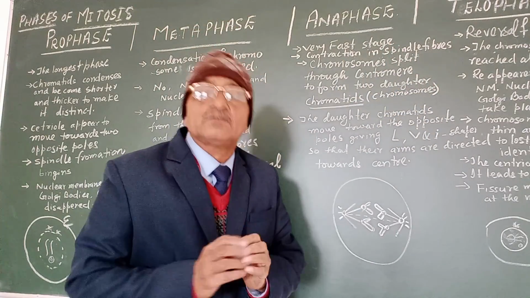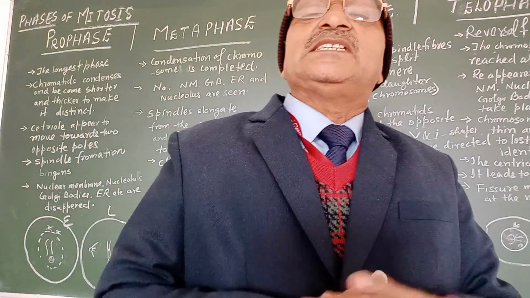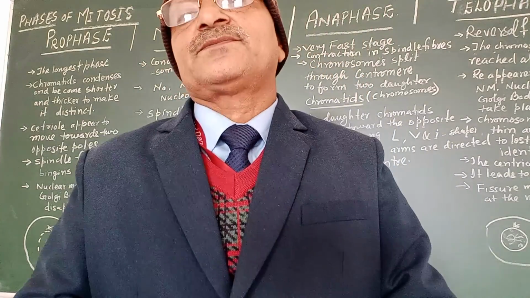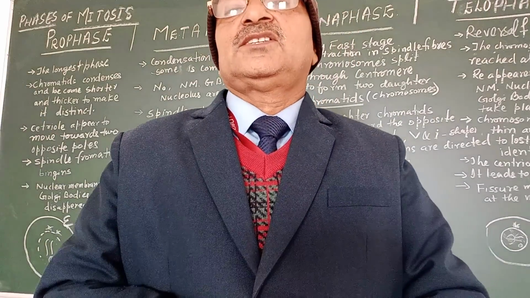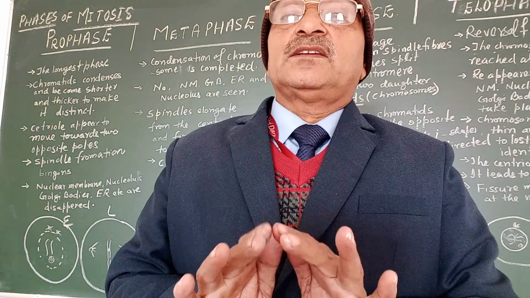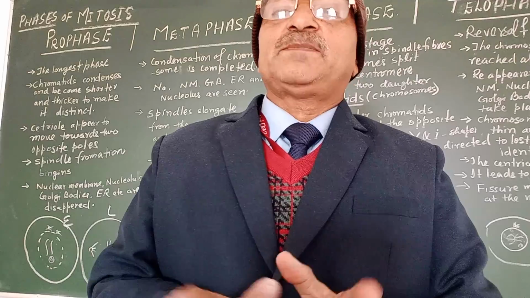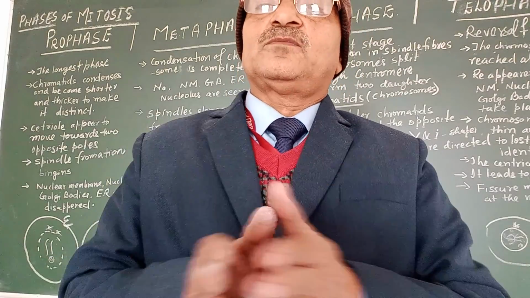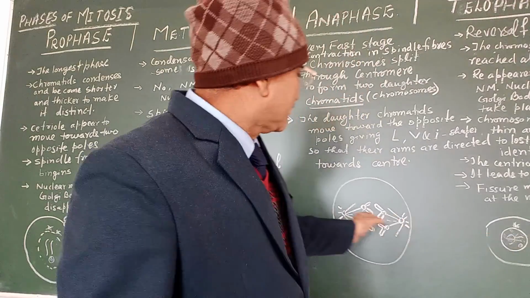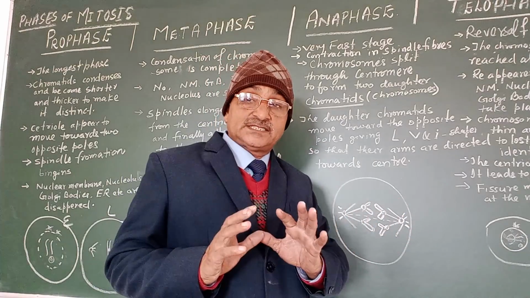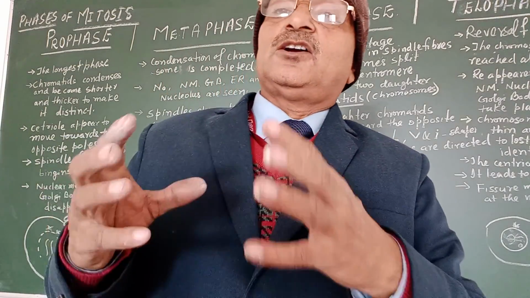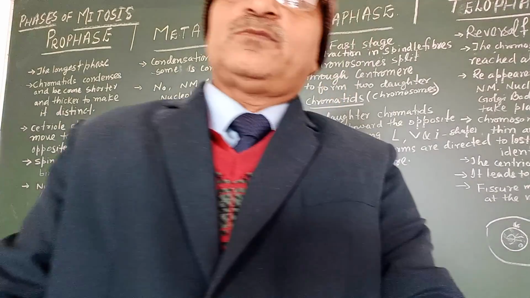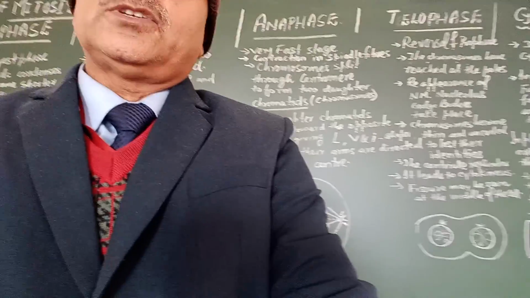Telophase. Nothing extra in telophase. It is the reversal of the prophase. So what happens in prophase? The reverse will happen in telophase. Now the chromosomes have divided, have split, and an equal number of chromosomes has been given to both the poles. They have organized. Now they require a nuclear membrane and nucleus, so that two nuclei are to be formed.